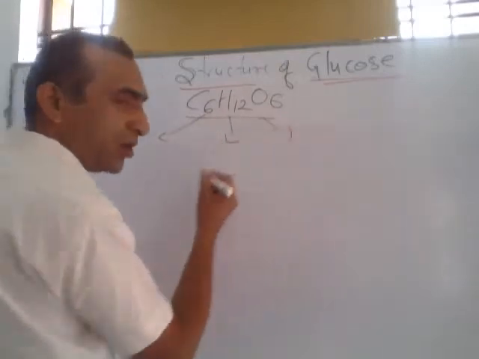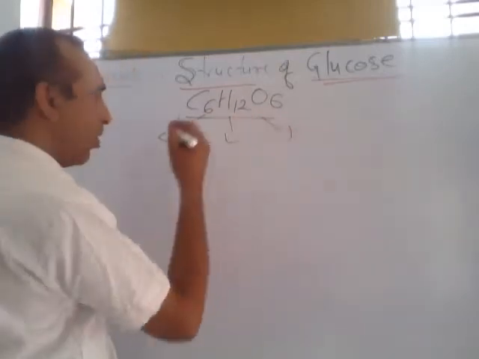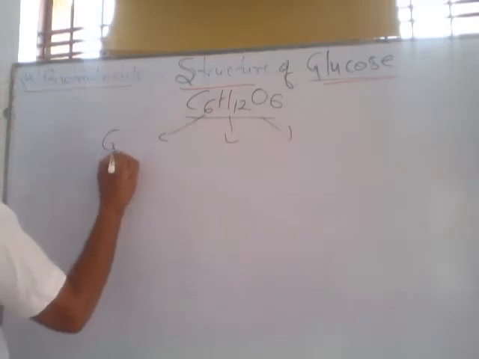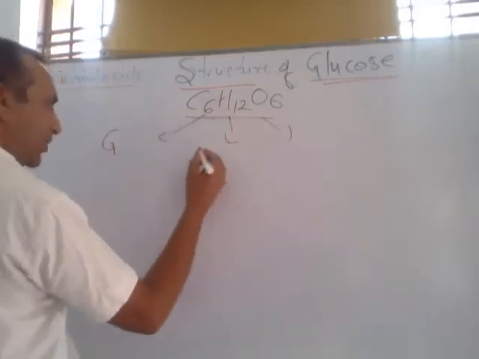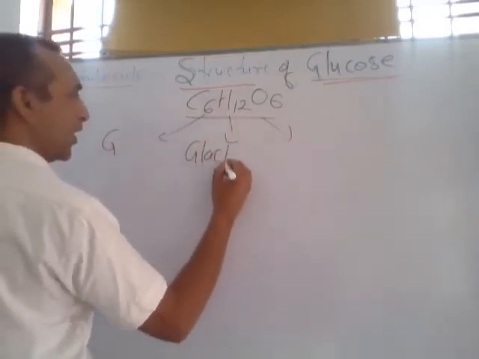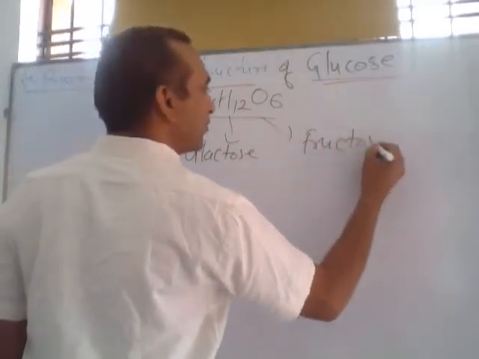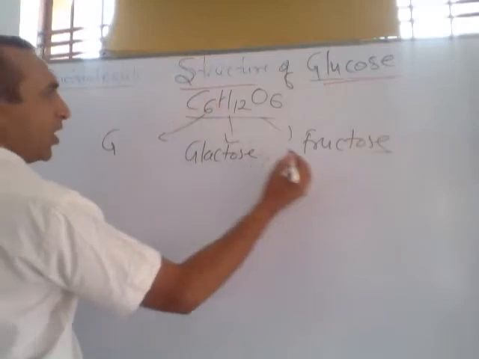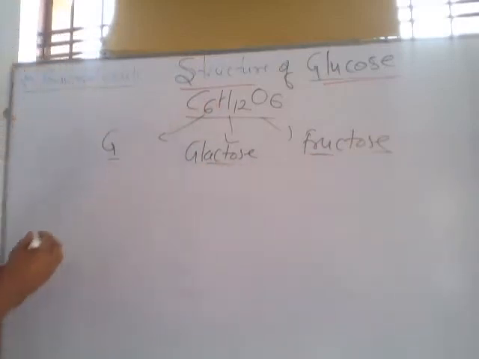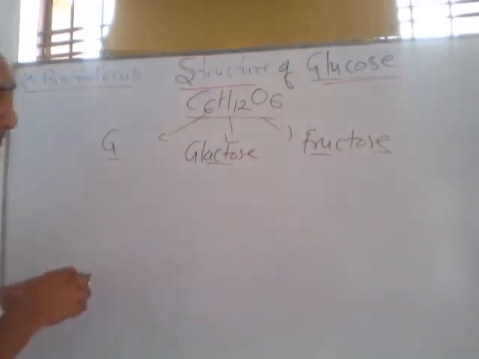These three monosaccharides belong to this formula. First, glucose, another is galactose, and the third one is fructose. The formula of fructose, glucose and galactose is the same, but on the basis of structure they are different.